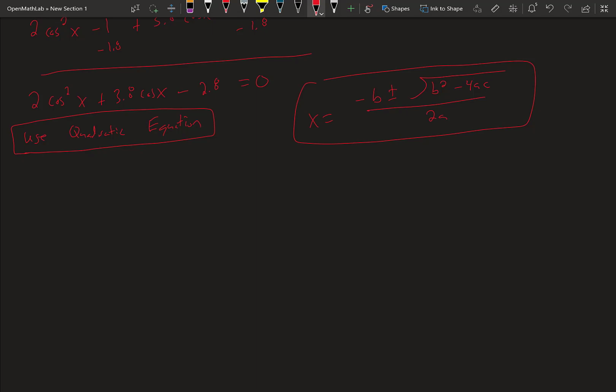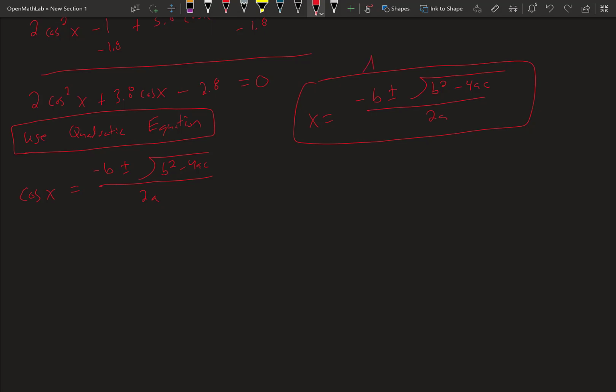Really, what we're solving for when we do this trig equation is cosine of x. The roots of that are negative b plus or minus the square root of b squared minus 4ac all over 2a, right? So instead of x, it's actually cosine of x, because that's what's being squared. That's cosine squared of x, that's cosine of x. So we're finding possible roots for cosine of x, and after we find some answers there, then we're going to want to find the solution for x, right?